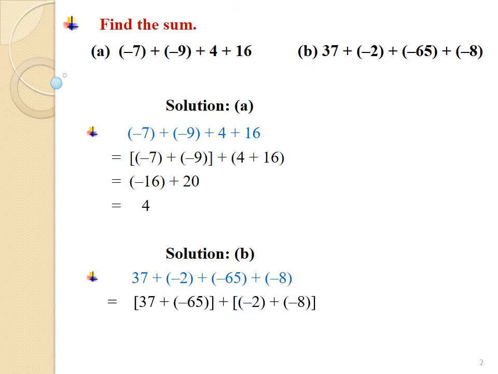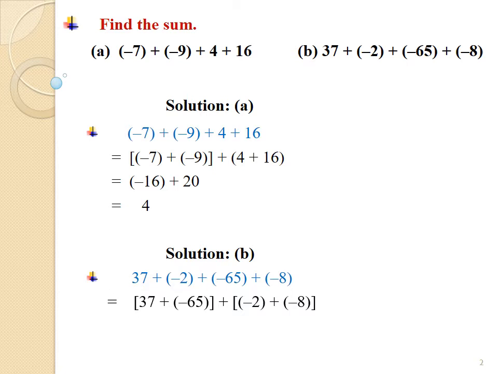Students, now let us subtract 37 from minus 65 as both the integers have different sign, and put the appropriate sign, that is minus or plus, with the subtraction obtained. Also add the integers 2 and 8 as both the integers have common sign, that is minus sign, and place the common sign with the sum obtained.